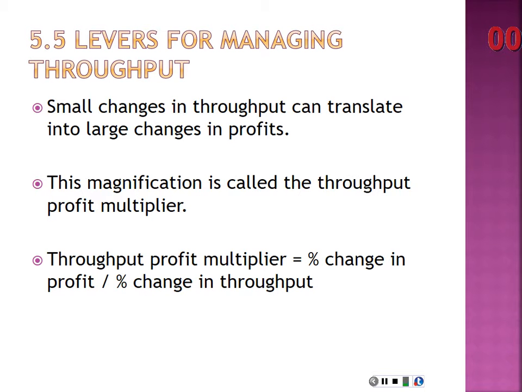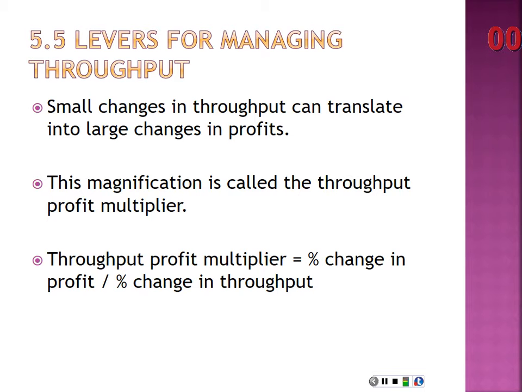And basically, I'm going to go to the textbook and read a little bit out of the textbook about that. But what we're saying is that small changes in throughput can translate into large changes in profits, and that's because you have fixed expenses, especially in a process that has a larger proportion of fixed expenses. You know, if you're running more units across it, you're not adding that much variable cost, and you're spreading your fixed costs across more units. And so that magnification is what we call the throughput profit multiplier.